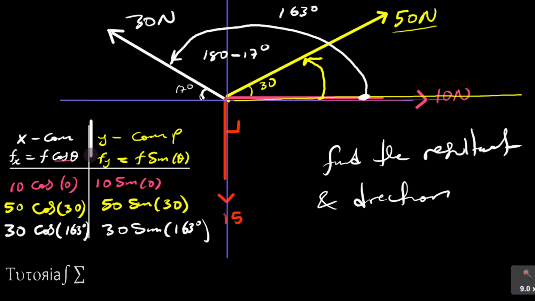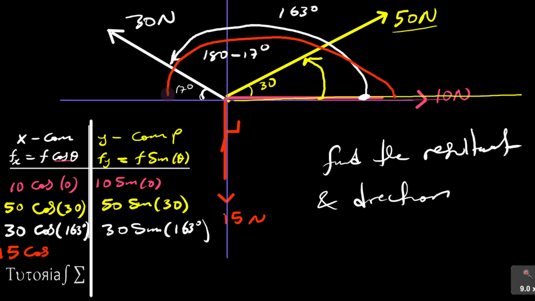Okay, and now we can do the last one, which is this vector here. So again, we measure from the positive x-axis until we get to the vector. So this is 15 newtons. So we say 15 newtons cos, what angle is it at? So we measure from the positive x-axis until we get there.